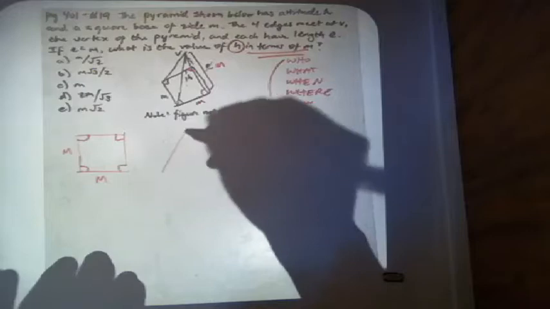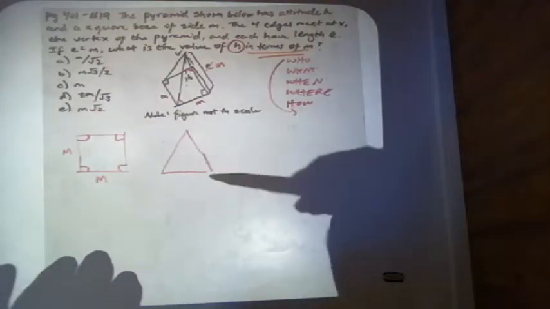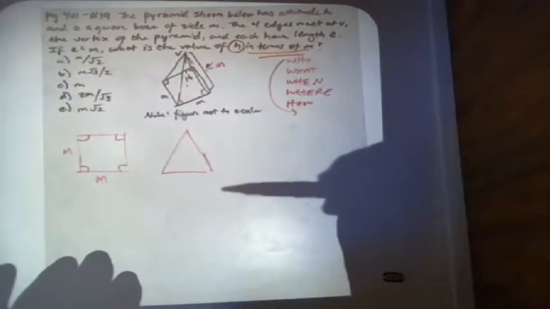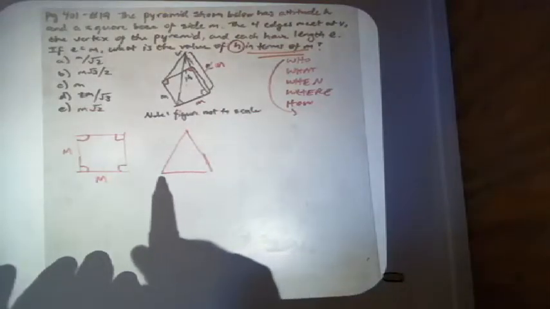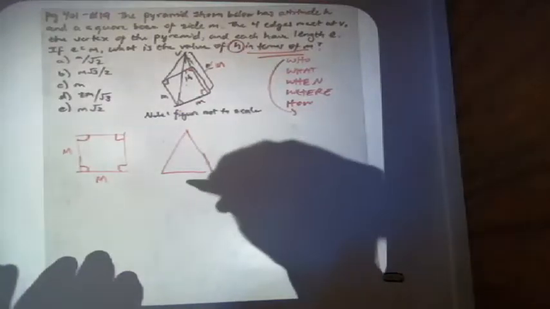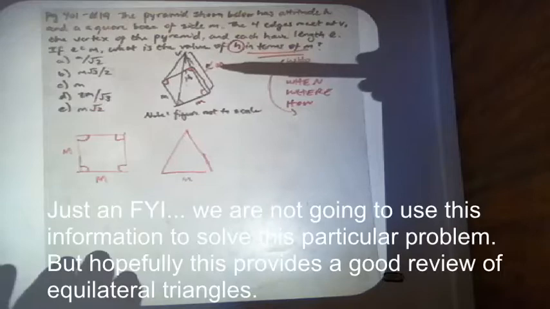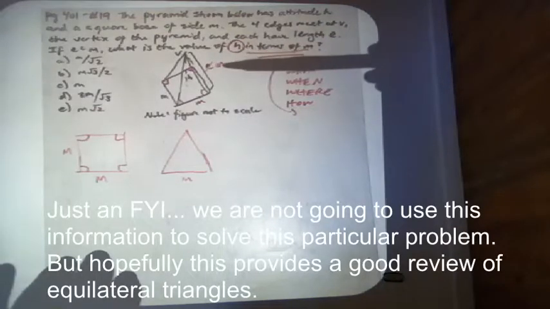And then I want to draw one of the faces. Now all of the faces are going to be equal, so all four faces of this pyramid are going to look like this, where these represent the edges of the face of the pyramid, and this here represents the side of the base. So we know that the side of the base is m, and we said that the edge is equal to e, which is equal to m.